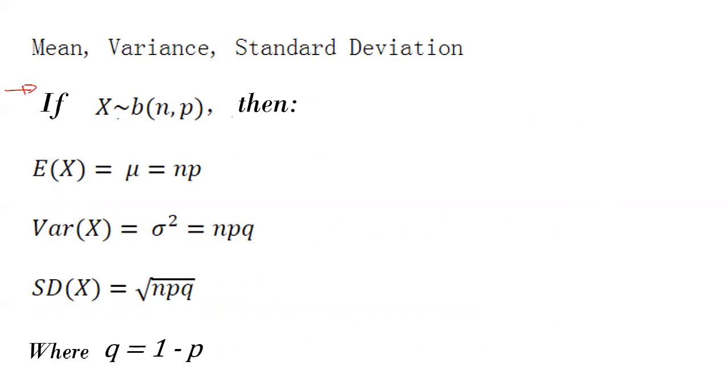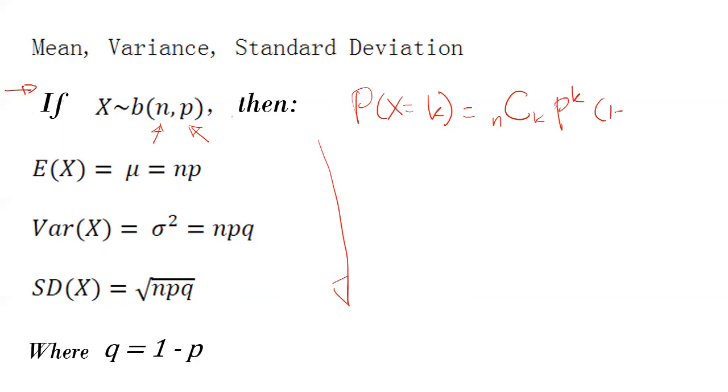Okay. If X follows a binomial distribution with two parameters, first parameter n, second parameter p, that means you conducted n identical trials. In each trial, the probability of being successful is p. Then we have the following conclusions. First of all, the probability of X being k is given by this formula, C(n,k) p^k (1 minus p)^(n minus k).